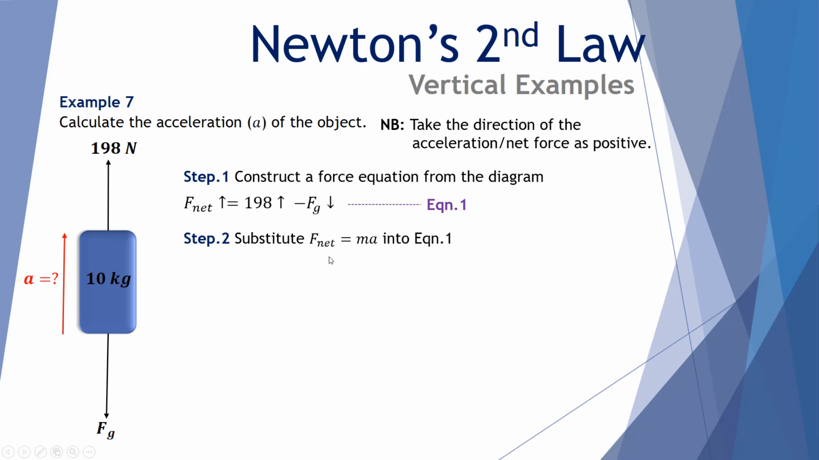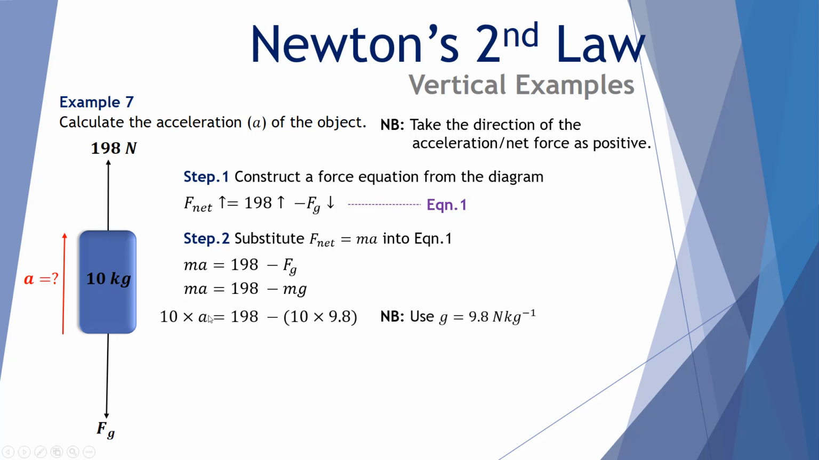That's equation 1. Once again, let's substitute in F net equals ma. So F net becomes ma is equal to 198 and opposed by Fg. ma equals 198, and force due to gravity can be written down as mg. That's the equation to work out the force due to gravity. Substitute our values in. M equals 10. A is the unknown value. 198 take away the mass of 10 times the gravity of 9.8. VCE requirement states that the gravitational field strength of 9.8 newtons per kilogram should be used for our calculations. Let's simplify this further. 10 times A is equal to 198 take 98. So 10A equals 100. A therefore will be 10 meters per second squared in an upwards direction following the net force.